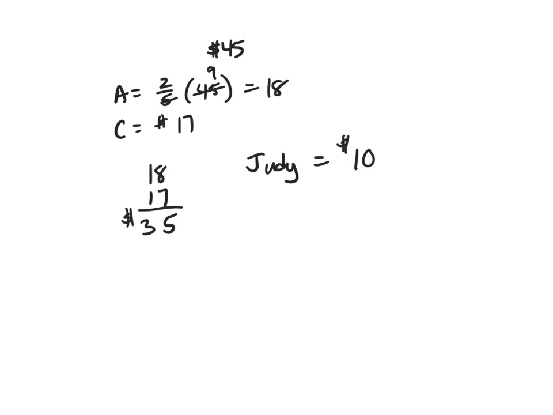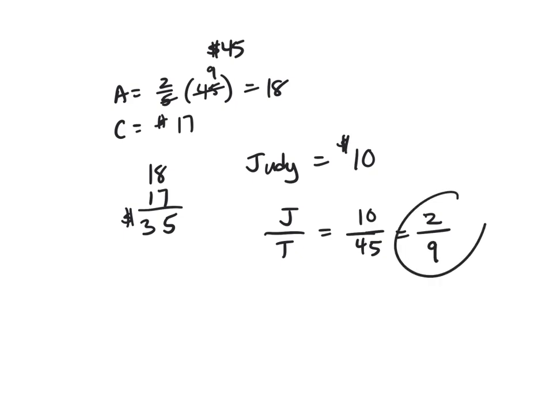Okay, what fraction of the total amount did Judy pay? So we're trying to find Judy over total, and that would be 10 over 45, and reduce that. 5 goes into 10 2 times, 5 goes into 45 9 times, so 2/9.